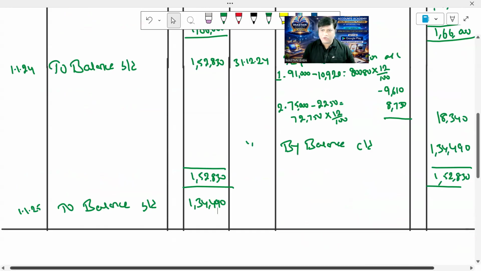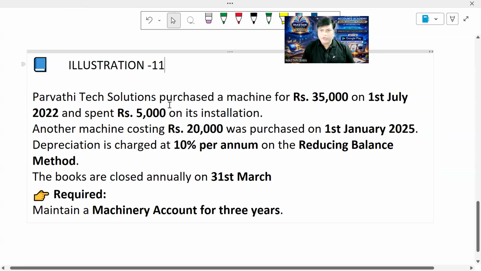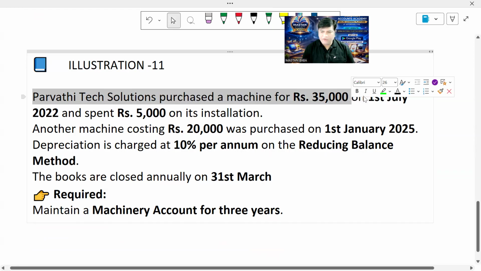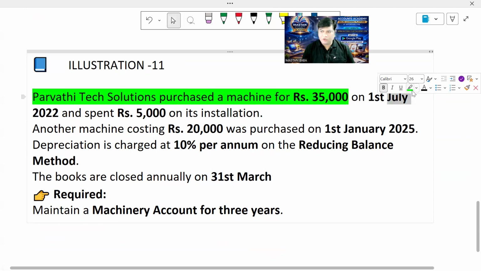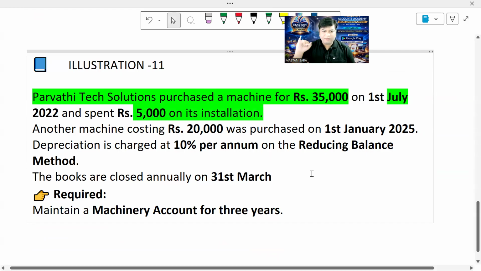సో ఇంకో క్వశ్చన్ ఇట్లాంటి మోడల్ చెప్తాను, ప్రాక్టీస్ చేయండి మా. సో డియర్ స్టూడెంట్స్, వన్ మోర్ ప్రాక్టీస్ క్వశ్చన్ ఫర్ యూ మా. సో సేమ్ మోడల్ ప్రాక్టీస్ చేయండి మీరు. What is the question saying here? మీరు క్వశ్చన్ పాజ్ చేసుకొని క్వశ్చన్ రాసుకొని ప్రాక్టీస్ చేసుకోవచ్చు. Parvati Tech Solutions purchased a machine for 35,000, and on which date it is purchased, dear students? It is purchased on 1st July 2022 and spent 5,000 on its installation. What it indicates is that the machinery cost is 35,000 plus 5,000, it comes to 40,000.